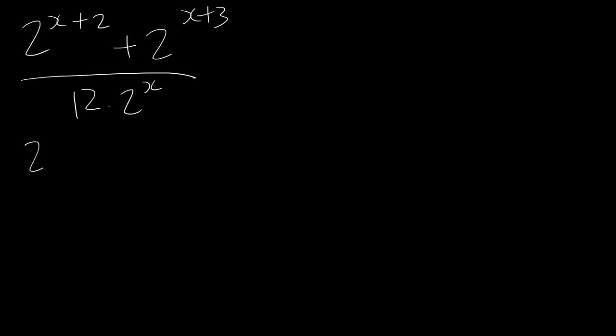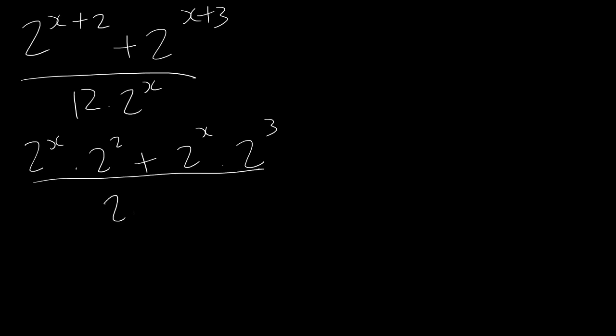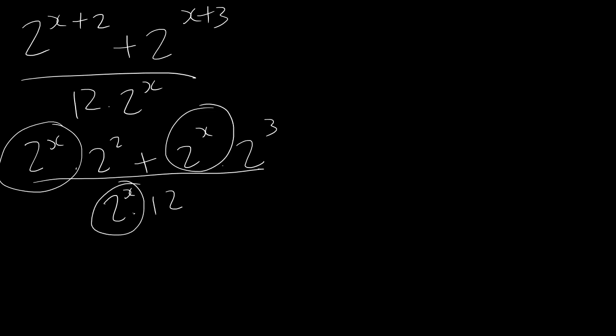So we separate these terms: 2^x times 2^2 plus 2^x times 2^3, all over, you can make it, 2^x times 12. So we can see that 2^x is a common factor here, and there's 2^x at the bottom. So let's pull this out and see what happens.